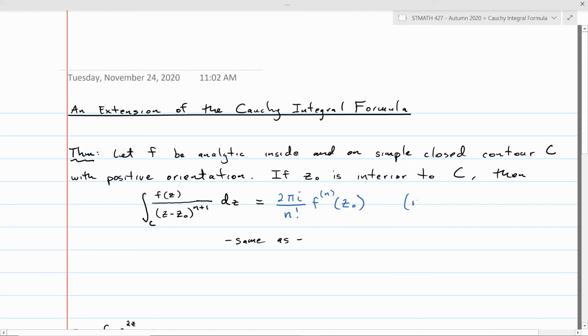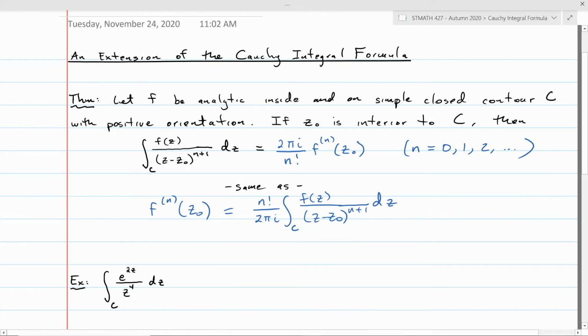And this holds for n equal to 1, 2, and I guess it actually holds for 0 too. In the case n is equal to 0, it's the original Cauchy's integral formula. And of course, we could write this in a separate form. We could solve for the nth derivative of f at z naught, and then that will be n factorial over 2 pi i times the integral around C of f of z over z minus z naught to the n plus first power. I'm going to skip the verification of the extension, but it's not a terribly long proof that you can look up in the book. It's not overly complicated either. So I'll leave it to you to have a read of that.